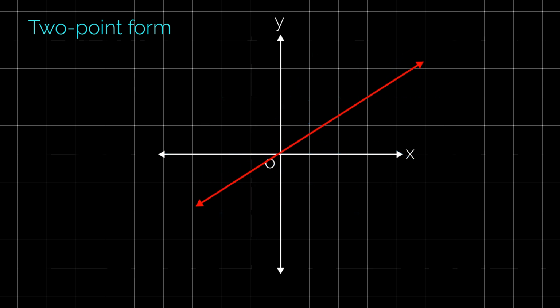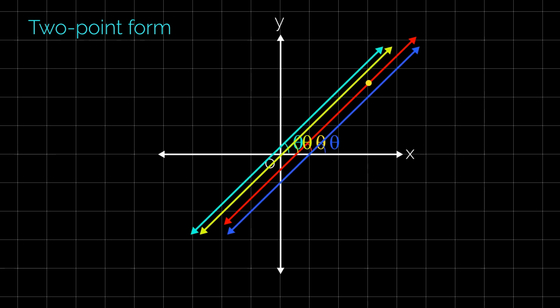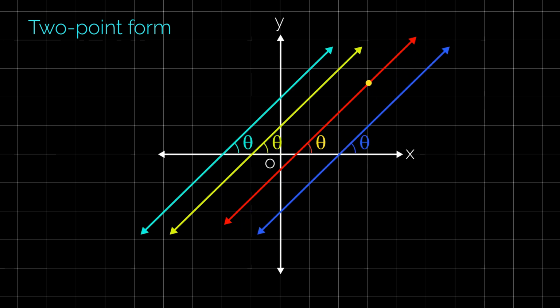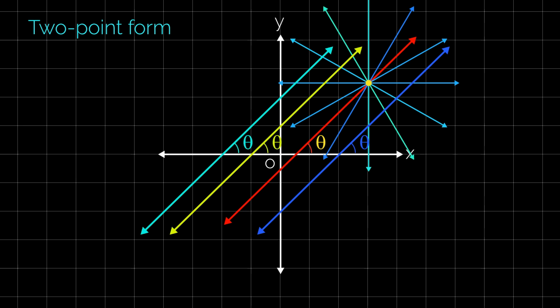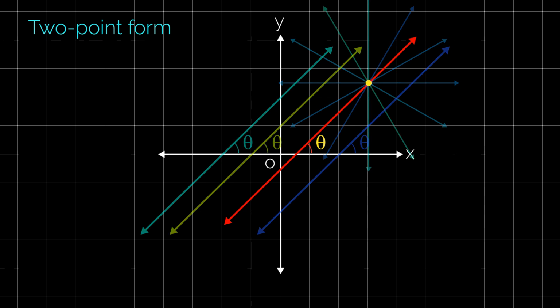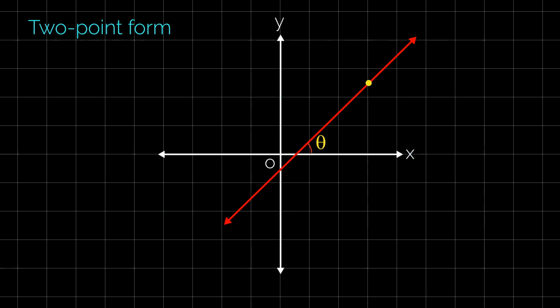Now, what if our line makes an angle theta with the positive x-axis and we have a given point? We know that there are infinite lines which make an angle theta with positive x-axis, and there are infinite lines which are passing through that point. But there is a unique line which is passing through that point and makes an angle theta with positive x-axis, and that's the point slope form of a line.